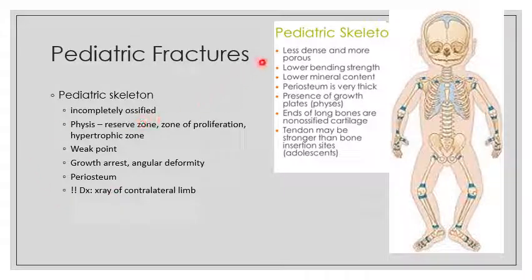So, pediatric fractures. Basically, the pediatric skeleton is less dense, has lower bending strength, the periosteum is very thick, you have your growth plates, and the tendons tend to be stronger than bones, especially in adolescents. The physis is composed of the reserve zone, the zone of proliferation, and this physis is actually a weak point, and fractures in this area could lead to growth arrest and angular deformities. For diagnosis, if you're in doubt, you always do an x-ray of the contralateral limb.